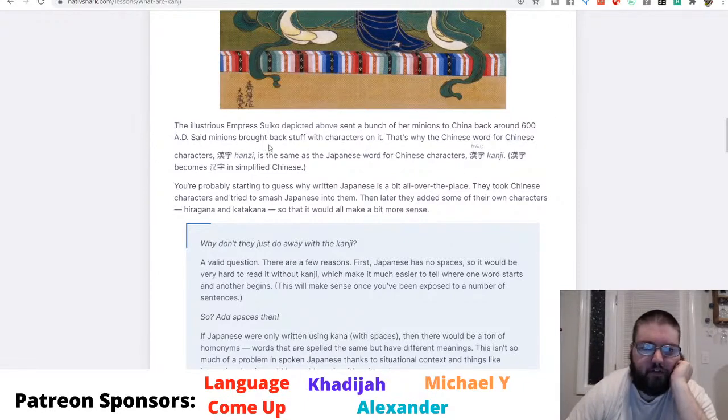The illustration Empress Suiko, depicted above, sent a bunch of her minions to China back around 600 AD. Said minions brought back stuff with characters on it. That's why the Chinese word for Chinese characters, Hanzi, is the same as the Japanese word for Chinese characters, Kanji. Okay. And then Hanzi becomes... Okay, in simplified Chinese, gotcha.